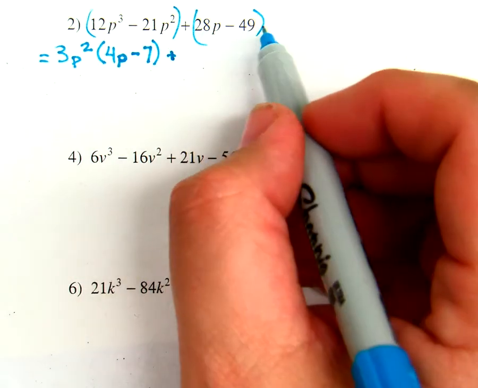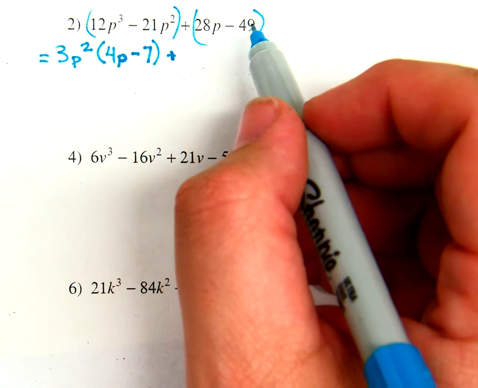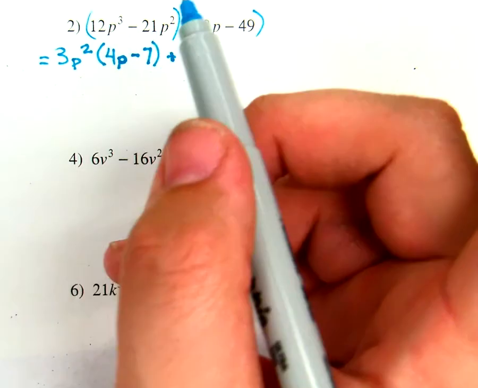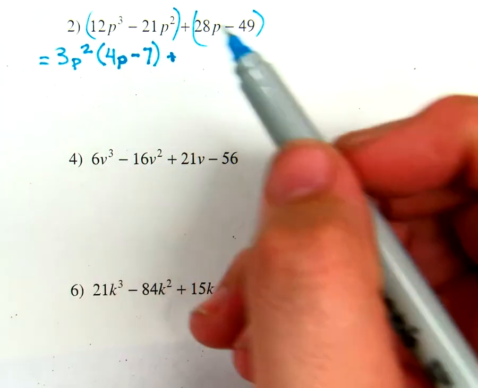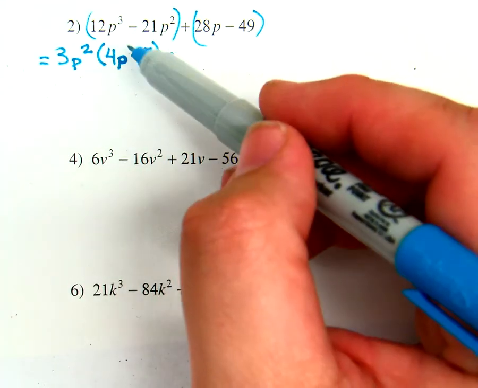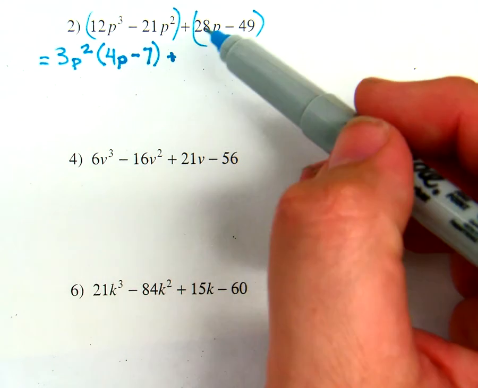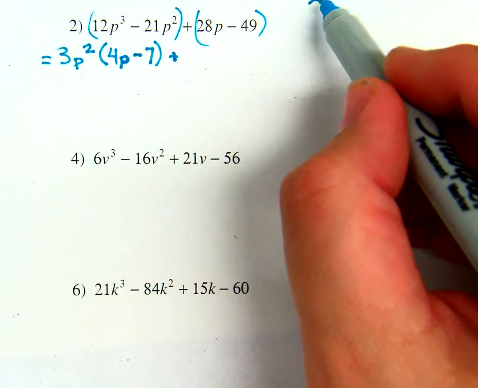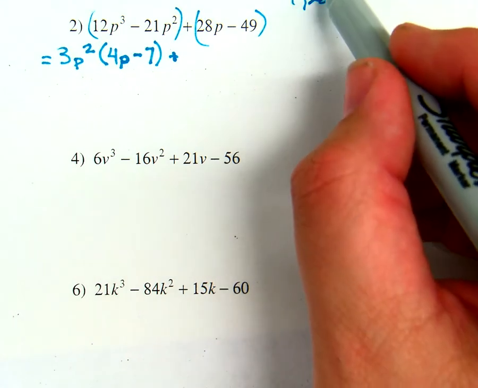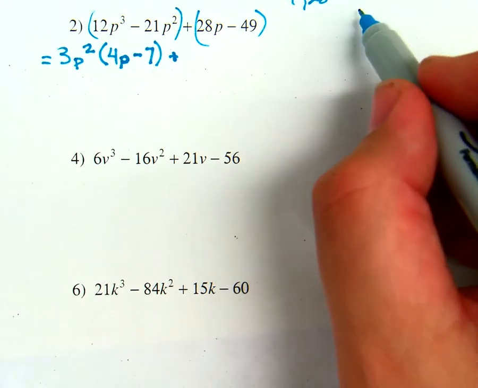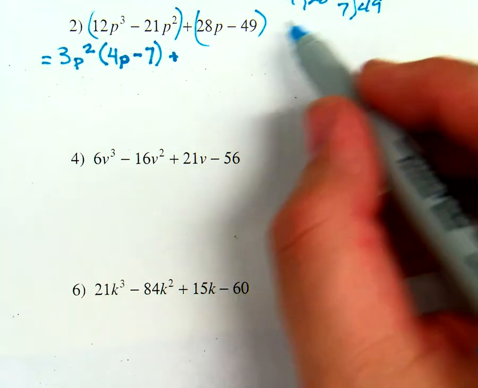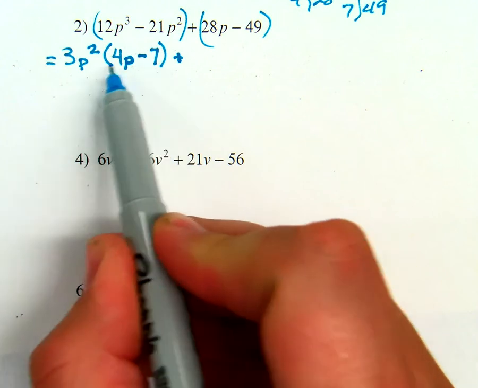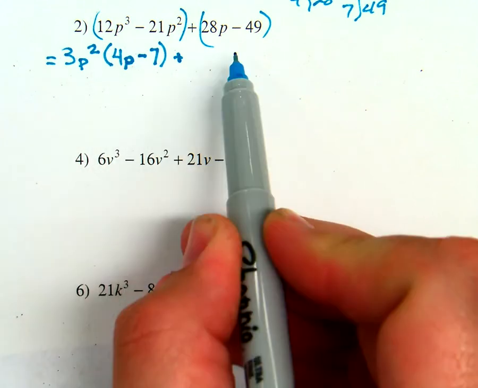Now, 28 and 49, here's a really good way of looking at this. You have 4p minus 7 here. Chances are we want to make this into 4p minus 7. If I took 28, divided it by 4, what would I get? 7. If I took 49, divided that by 7, I'd get another 7. So if I looked at these last two terms, or the two terms in the binomial here, that's what I want to get out of this.